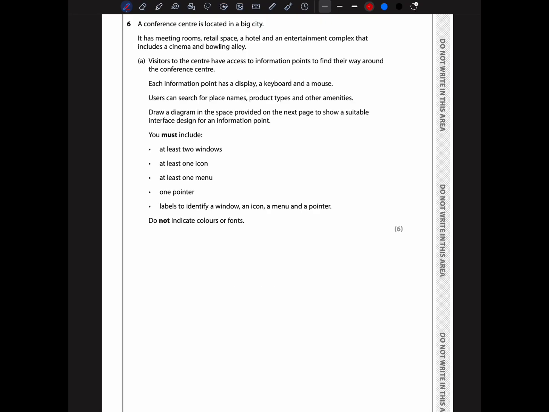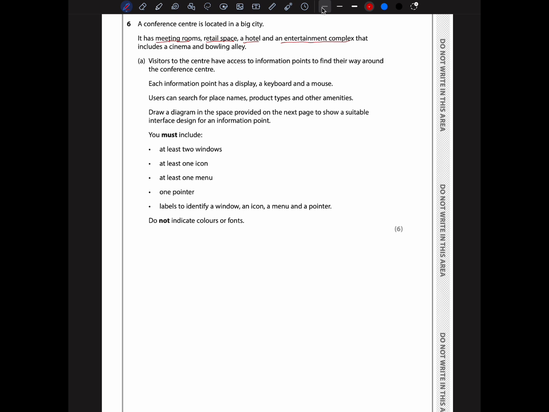So question number 6 is about a conference center located in a big city. It has a meeting room. Remember the names they're providing: they have a meeting room, a retail space, a hotel, and an entertainment complex that includes a cinema and a bowling alley. That means inside the entertainment complex, they include two options: a cinema and a bowling alley.